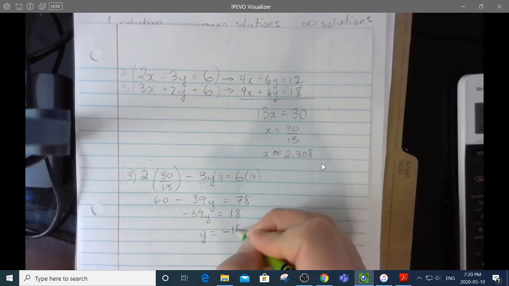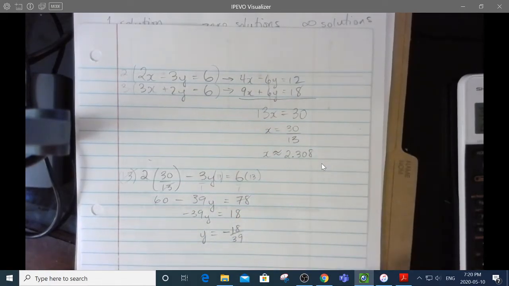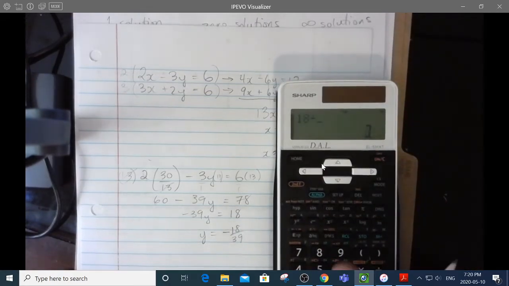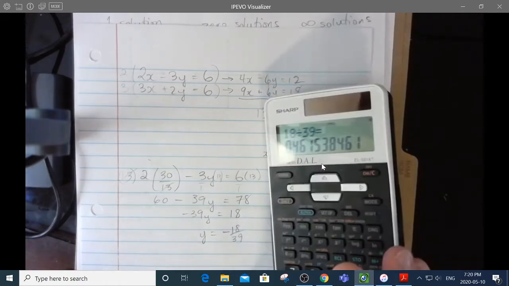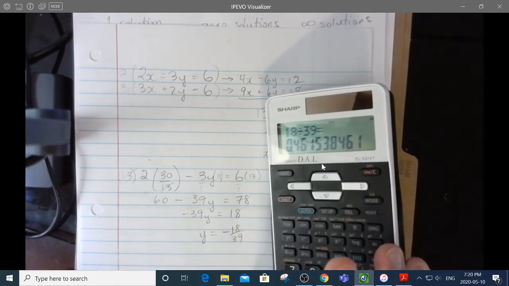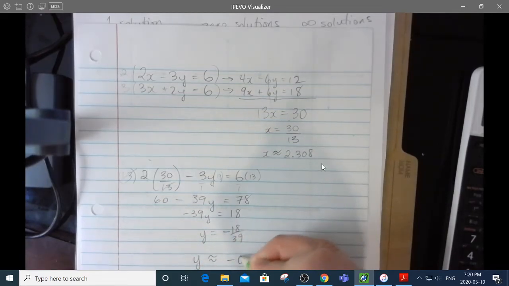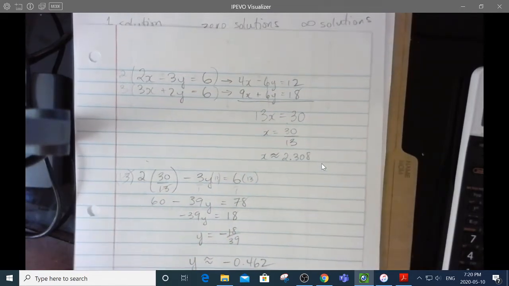So I get negative 18/39. I guess I better get a decimal for that too. So 18/39. What kind of decimal is that? Negative 0.462. So y is approximately negative 0.462. So I think that's my solution.